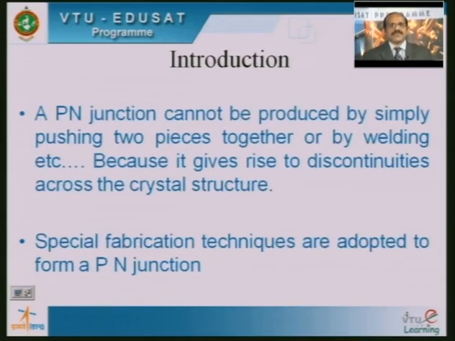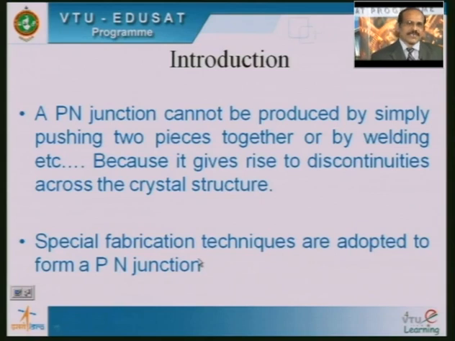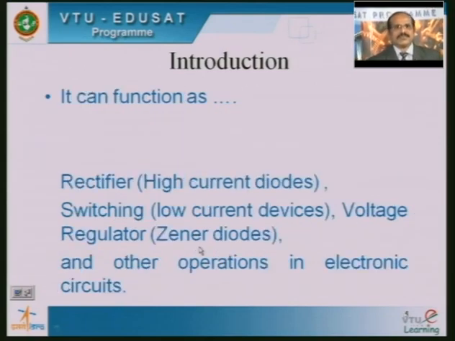A PN junction cannot be produced by simply pushing two pieces together or by welding, because it gives rise to discontinuities across the crystal structure. Special fabrication techniques are adopted to form a PN junction.